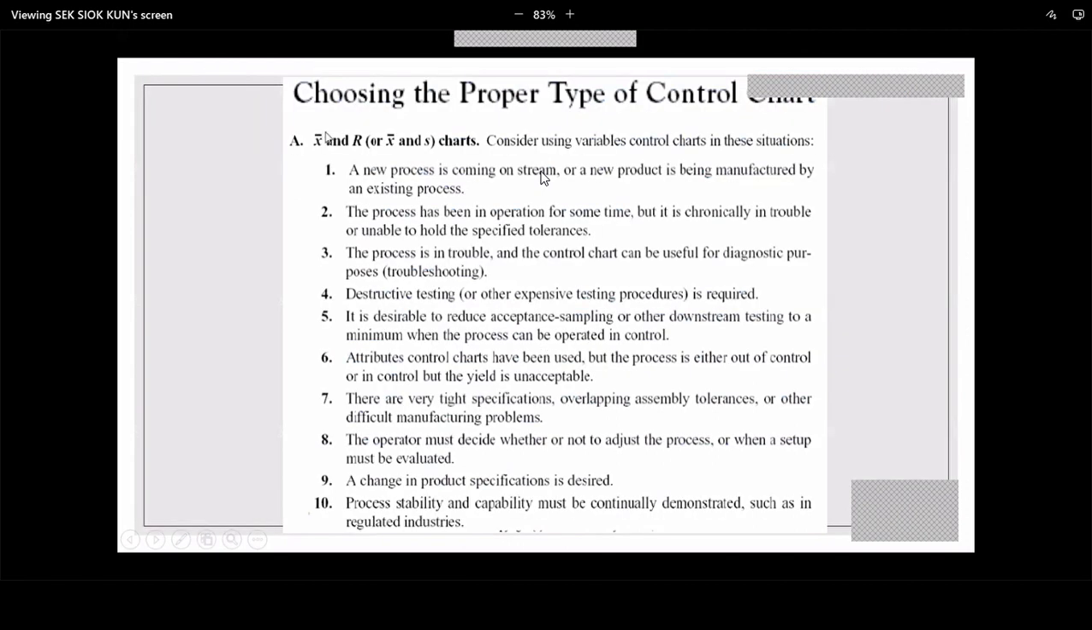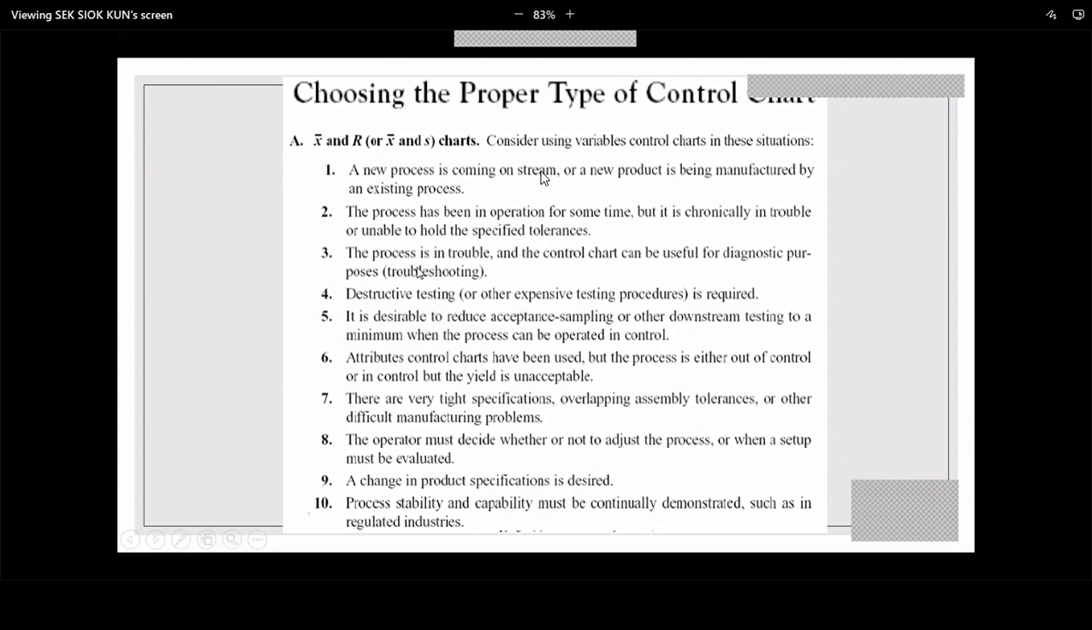So this is a guideline on how to choose the proper type of control chart. Okay, so this is for the S bar R or S bar S chart. When do you have to use it? These are the conditions suitable for the use of S bar and R. A new process is coming on stream, or a new product is being manufactured by an existing process. The process has been in operation for some time, but it is chronically in trouble or unable to hold the specified tolerances.